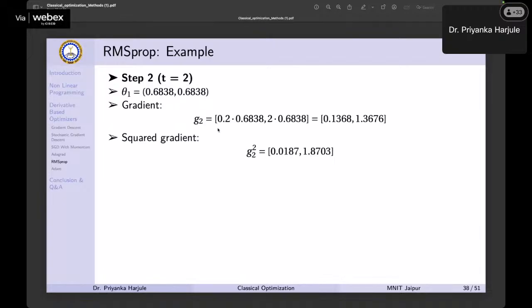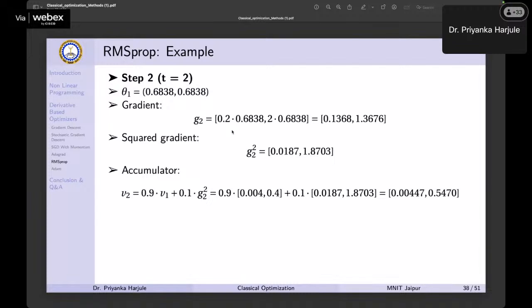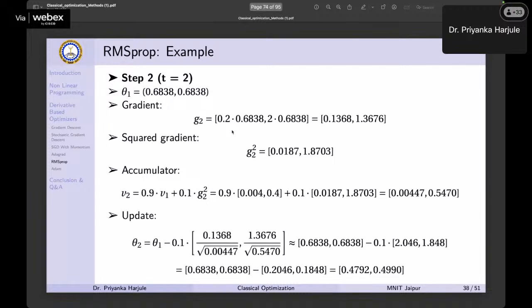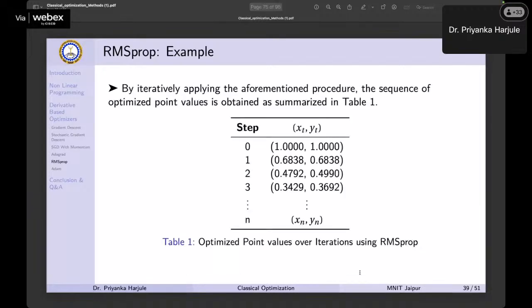Similarly, you update the second time with the previous value. Find the gradient, put the gradient values of x and y as 0.68 and 0.68, square it, find the exponentially moving average, and then find the update. You will get the next point to be 0.47 or 0.5, 0.5 if I'm approximating it correctly. And this way you perform the procedure iteratively.